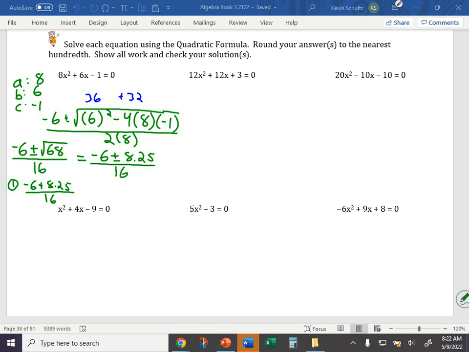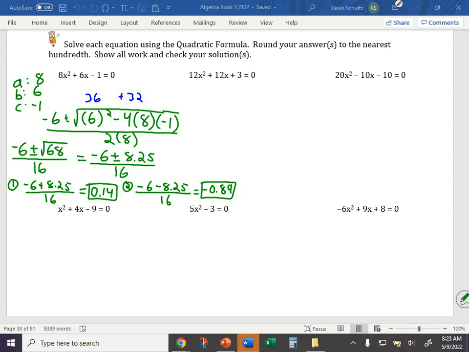Right? It wouldn't be 16 divided by 2. We wouldn't flip our fraction around. What decimal do we get when you take negative 6 plus 8.25 and divide that by 16? Noah? 0.14. Yes. Okay. Our second answer is going to be the same thing, only this time minus 8.25, and we divide that by 16. Elliot? Negative 0.89. Yes. And there we have it.